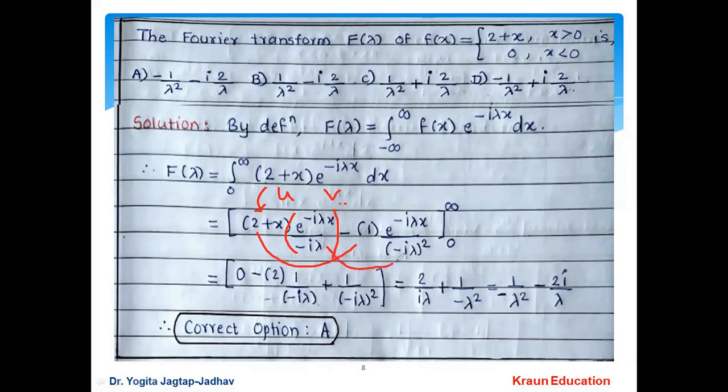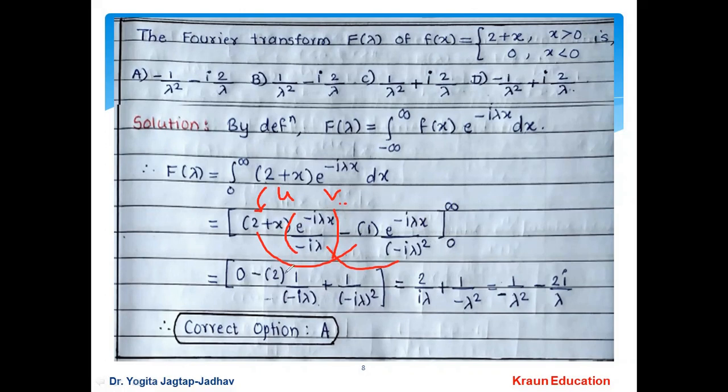The integration of the second bracket is what? E raised to minus I lambda x upon minus I lambda whole square. When you try to put the limits, what happens? When you put the upper limit, instead of x, we have e raised to minus infinity, that is equal to 0. And for the second term also, we are getting 0. Now try to put the lower limit, just put the minus sign in middle. E raised to 0 is 1 and x equal to 0.